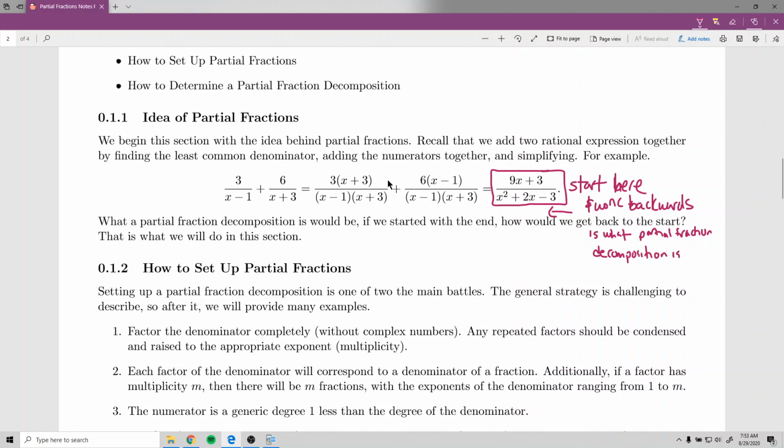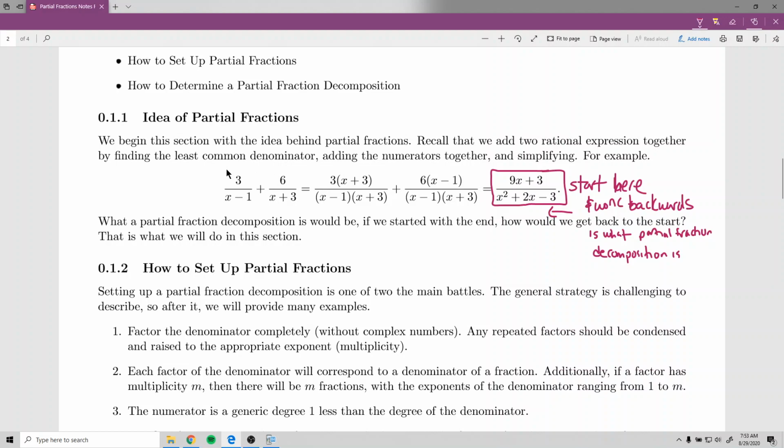All right, so I want to outline these steps here because the steps we take to set it up, we won't really be able to see how to solve it in this example, but the steps you take to set it up are the same every time, depending on a couple factors.